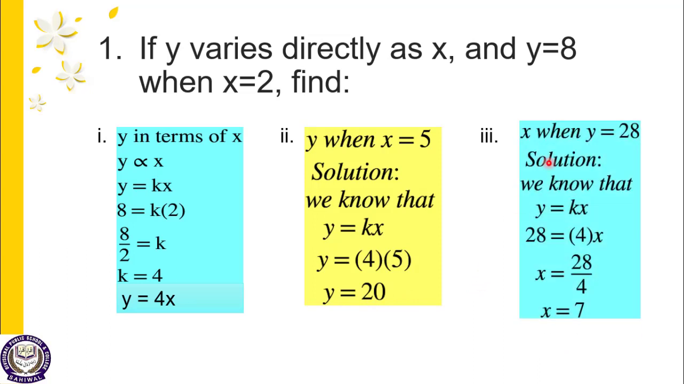Now for the third part, we have to find the value of x when y is equal to 28. We know that y is equal to kx. Putting the value of y, that is 28, and putting the value of k, that is 4, when we divide 28 by 4, we get the value of x, that is 7.